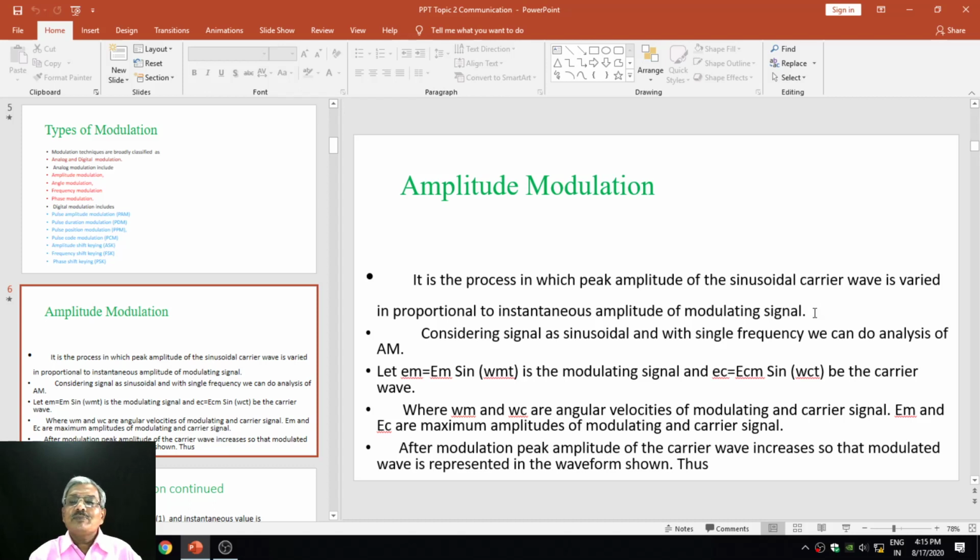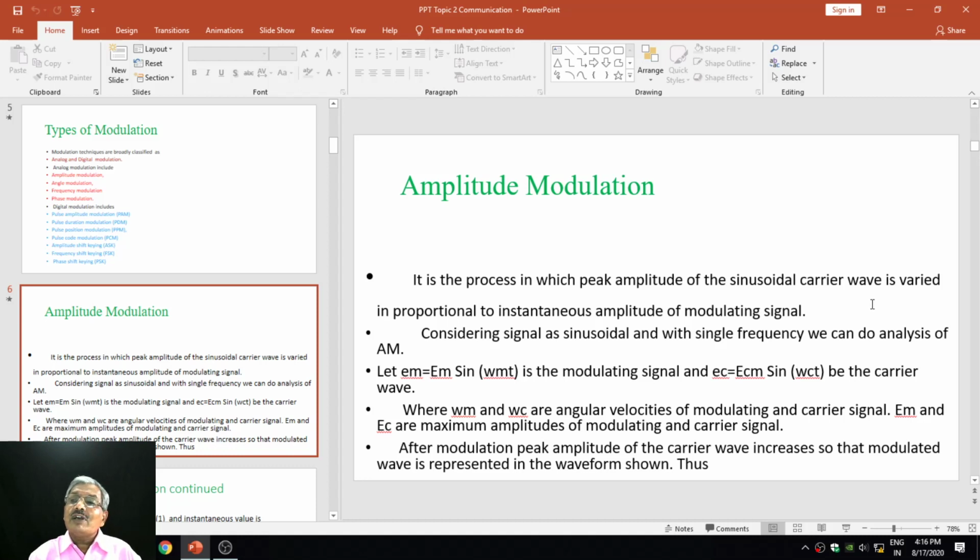This means peak amplitude of the high frequency sinusoidal carrier wave. Carrier wave means the wave that carries the modulating signal is called the carrier wave. Its amplitude is varied in accordance with that of instantaneous amplitude of the signal to be transmitted. Signal to be transmitted means any kind of a signal. Maybe it is audio signal, maybe it is video signal, maybe it is electrical conversion of electrical signal proportional to any physical quantity. Its amplitude is varied in accordance with that of the amplitude of the high frequency carrier wave.